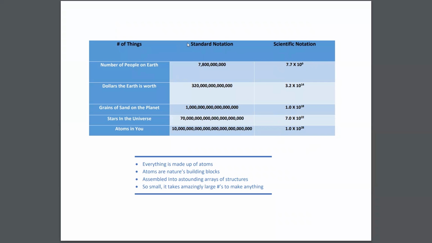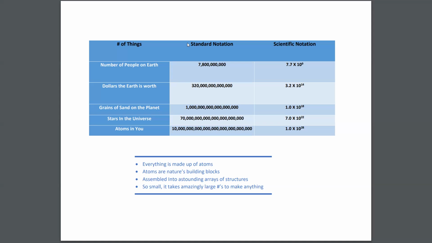If we move to the next example here, dollars the Earth is worth. If you took all the different types of currency, nickels, dimes, dollars, quarters, other types of foreign currencies, and took everything of value on the Earth, you're essentially looking at this incredibly large number here, 3.2 with 14 zeros after it, if we're looking at it in scientific notation.